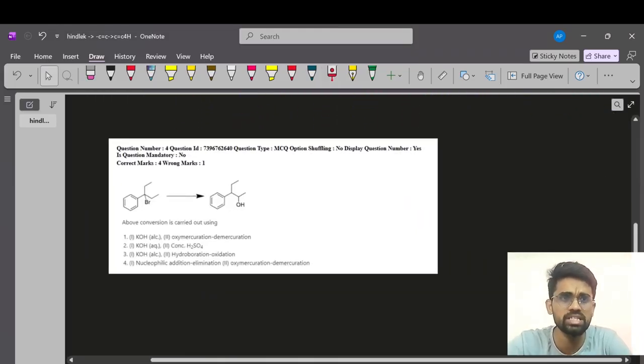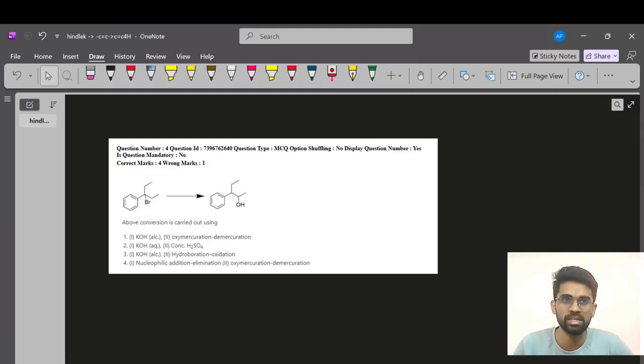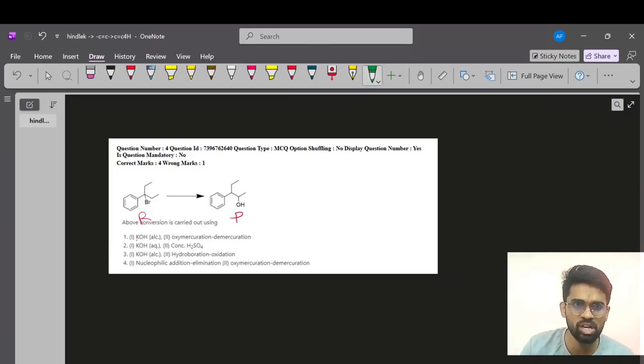The question says an alkyl bromide or aryl bromide, whatever it may be, is converted into an alcohol. But the positions of Br and OH are not the same from reactant to product side. When you compare the reactant and product sides, the positions are changed. It means it might be a multiple step reaction. If you see the options, the first option is KOH in alcoholic medium, and the third option is also KOH in alcoholic medium.